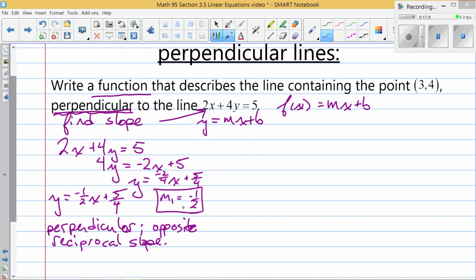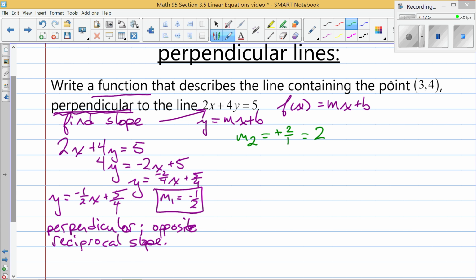So really what that means is I'm going to take this fraction, flip it on its head, and switch the negative sign. So if m1 is negative 1/2, m2 should be positive, and I'm going to flip the fraction. Instead of a 1/2, it's now a 2/1, and I could just call this a 2.